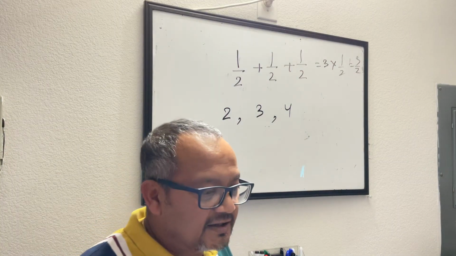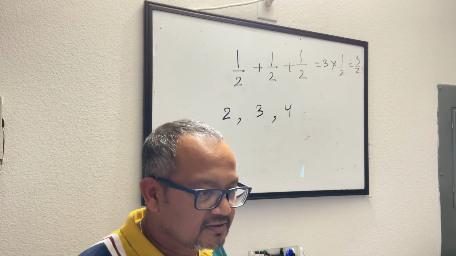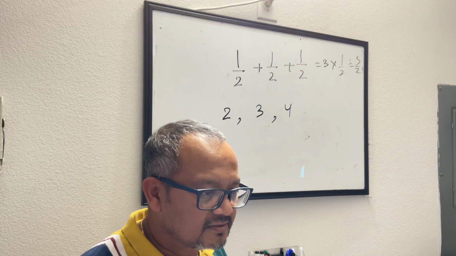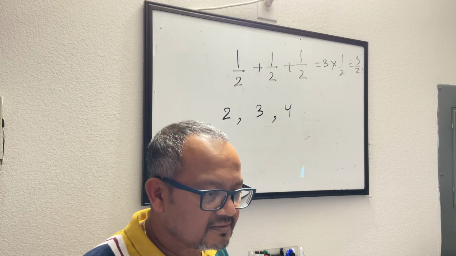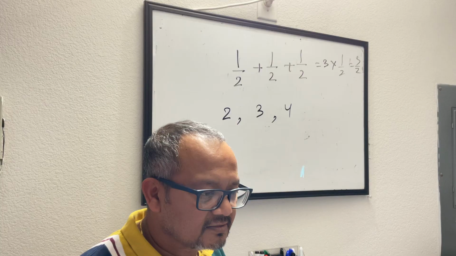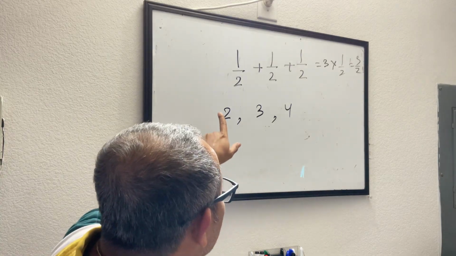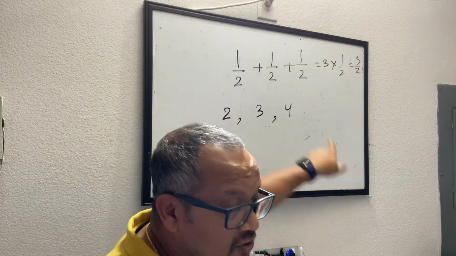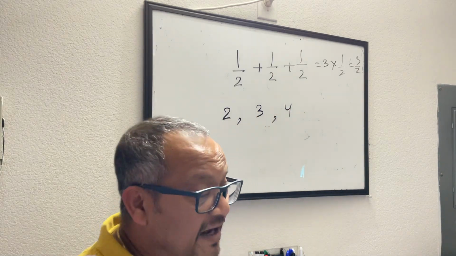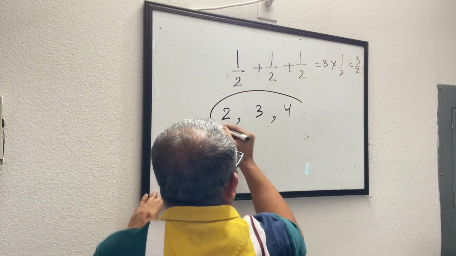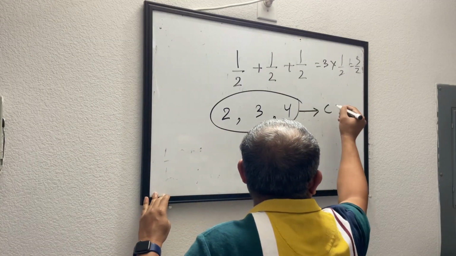Yes, Sohita. It's the smallest number is 2. No, I'm saying the smallest number that can be divided by 2, 3 and 4 all. I'm trying to find out the LCM for these 3 numbers.